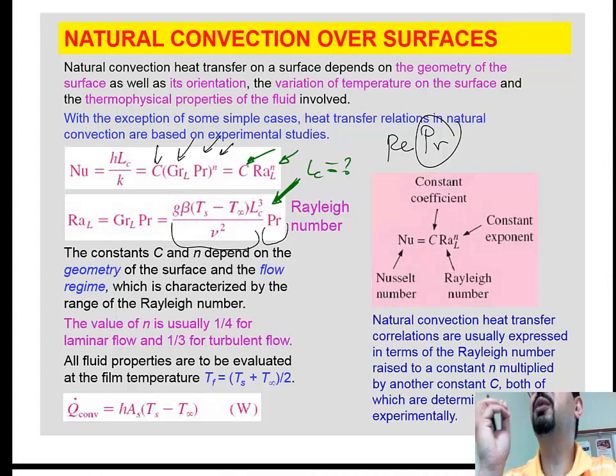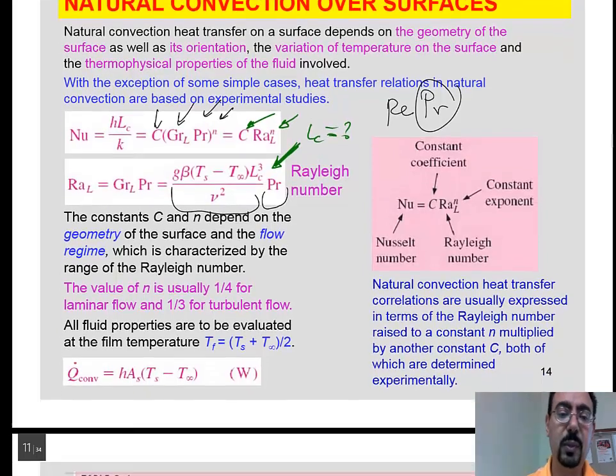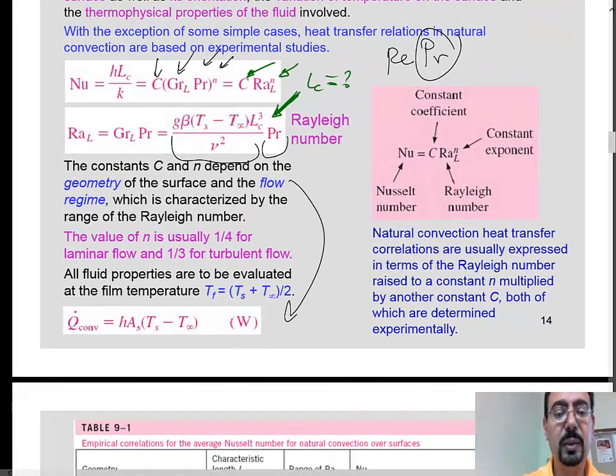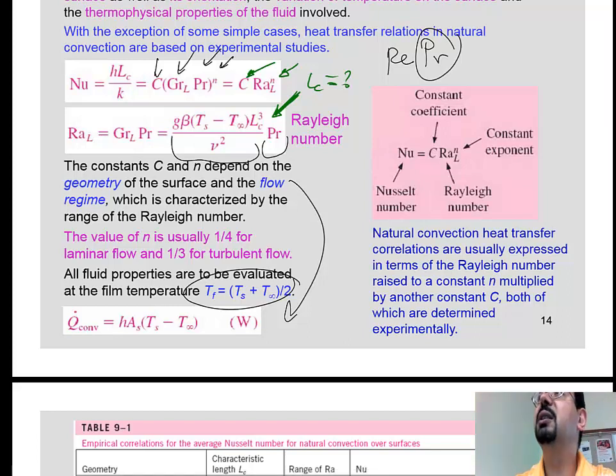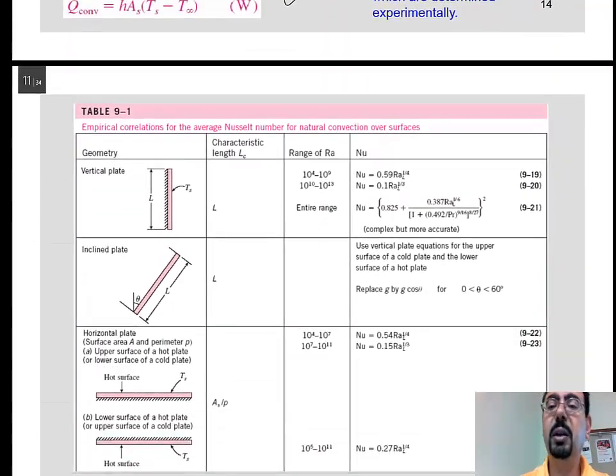Right? So basically all problems will start with: let's calculate the Rayleigh number, or the Grashof times the Prandtl, and then find the right equation for the Nusselt number, pick that equation, calculate the Nusselt, calculate the h, calculate the Q. Okay? Once you get that, of course, Q is hA delta T. And it is basically telling us that the properties are evaluated at the film temperature, Ts plus T infinity over two. Ts is the surface temperature, T infinity is the air or the water far away from the wall. Okay? And so here is the table of equations.